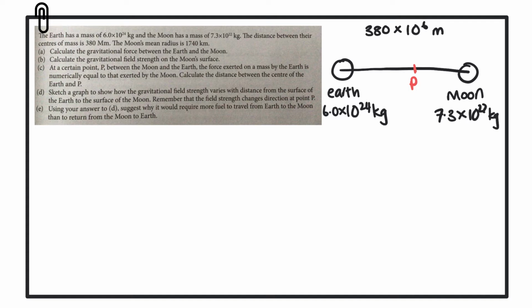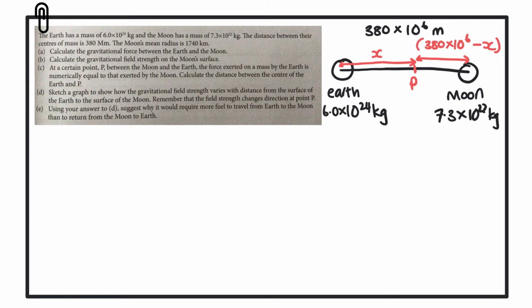So what we're going to do is label a few things onto the diagram here. We're trying to find the distance between the centre of the Earth and this point P. So I'm going to label that distance as x. Now if we've called that distance x, we can actually also come up with an expression for the distance between the centre of the Moon and P. And that would be given by 380 by 10 to the power of 6 minus x.